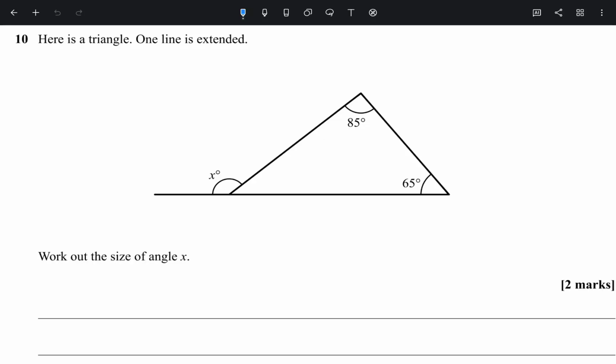Now here's another question. These are common questions that may come up in your exam, just to give you an idea of how to be prepared in answering these questions. So it says, here's a triangle, one line is extended. Work out the size of angle x.